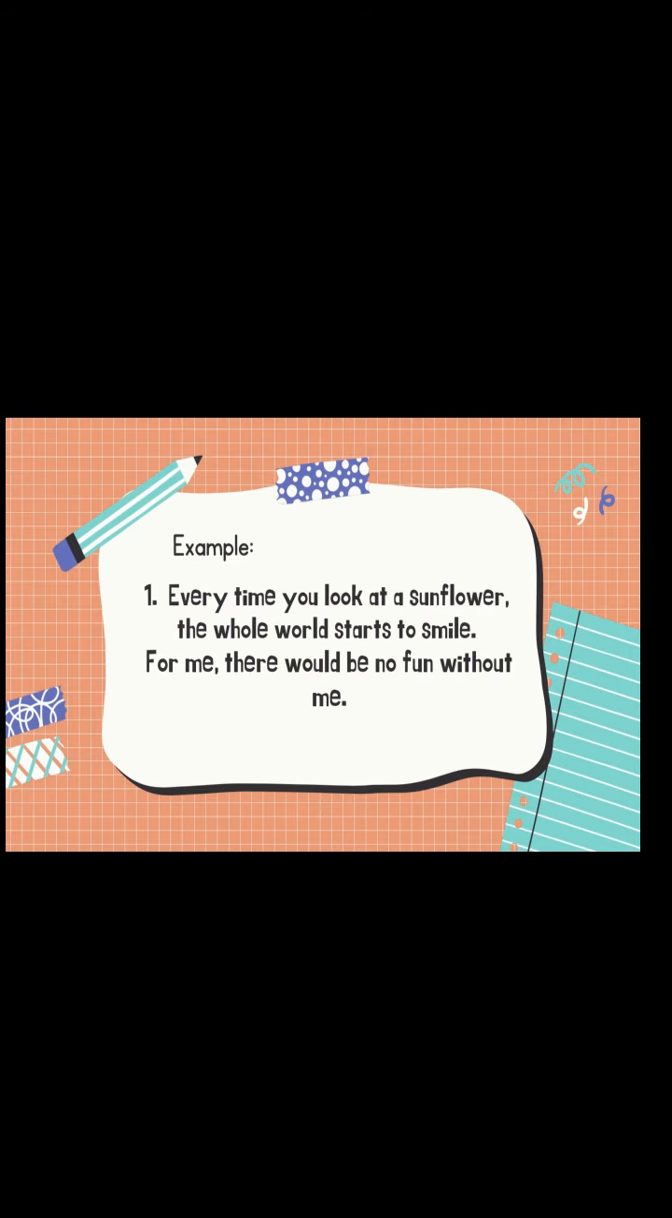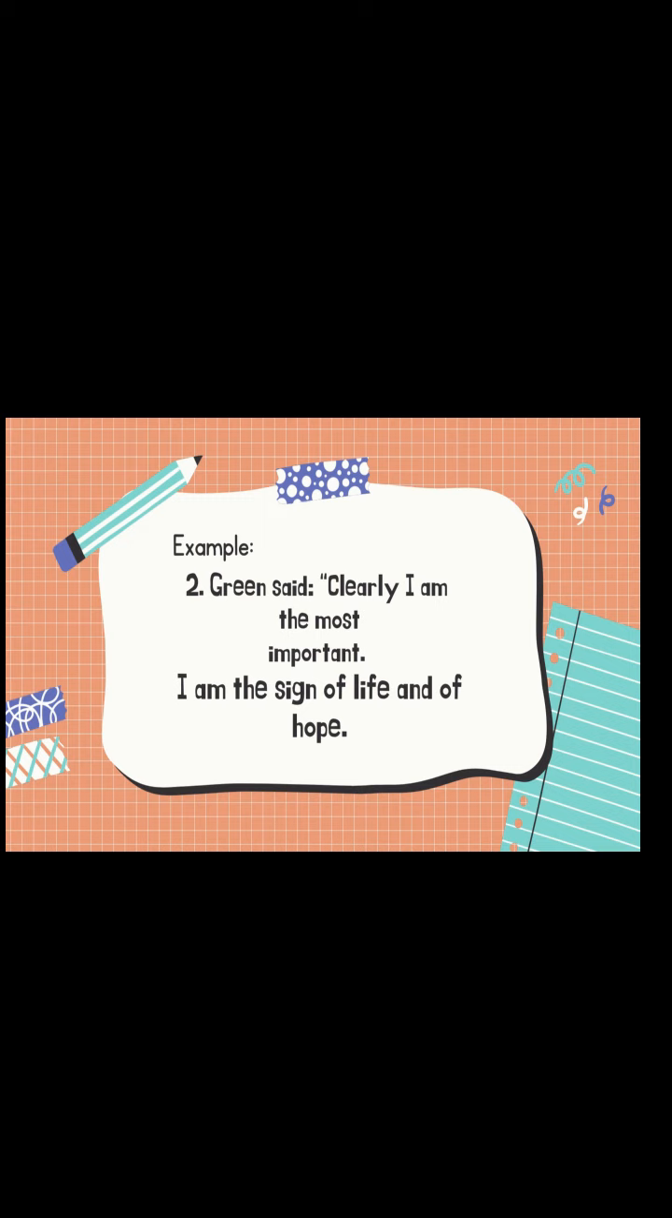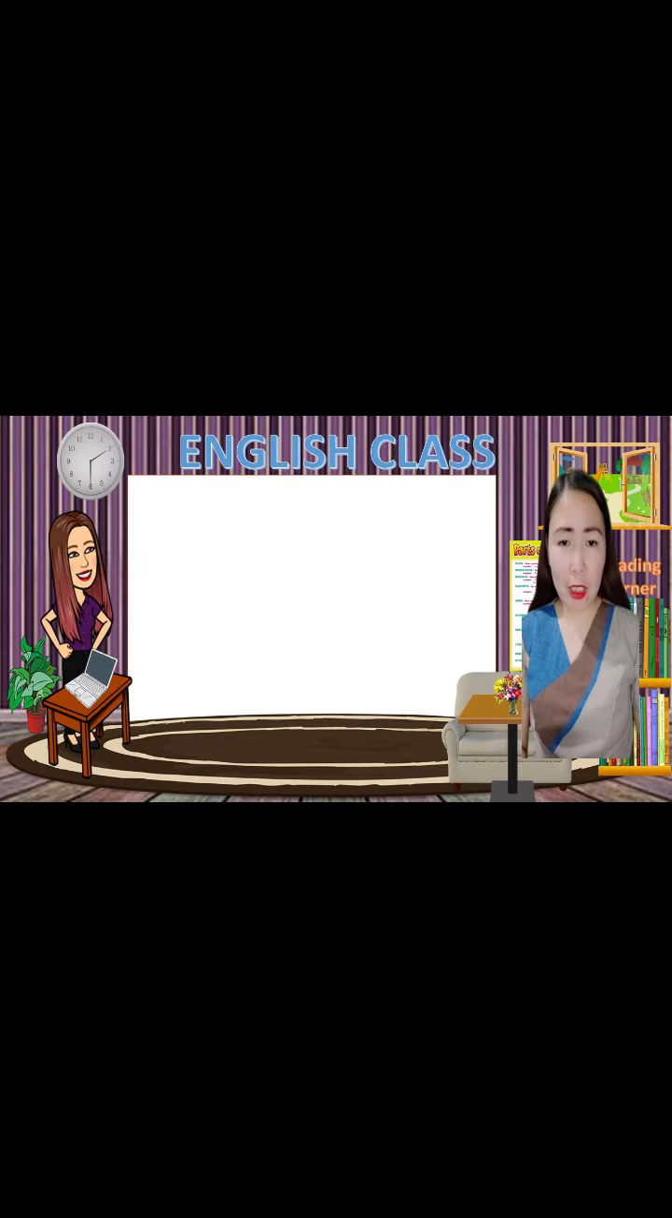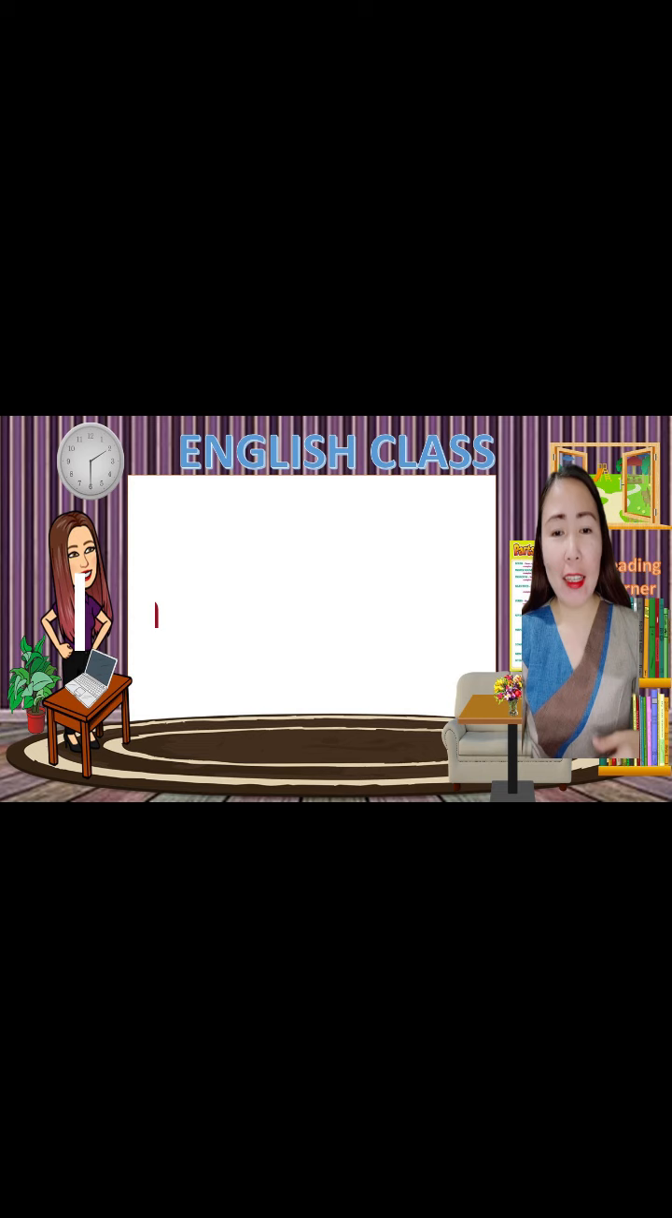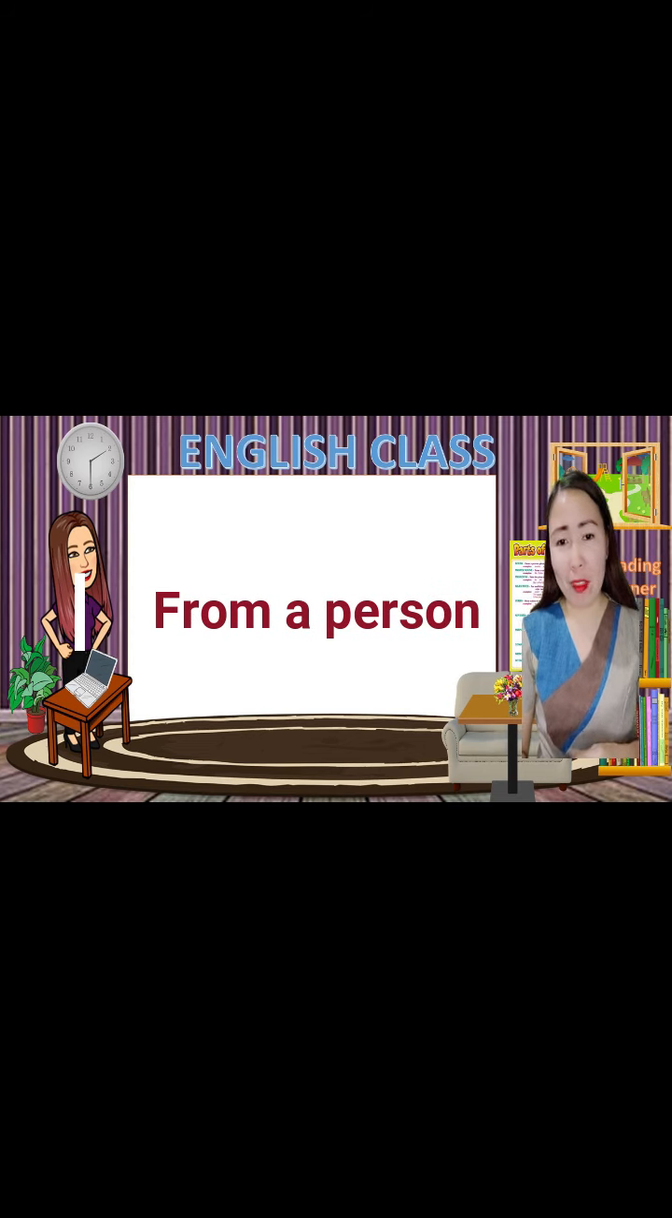Here are the examples of non-fact. Example number 1. Every time you look at a sunflower, the whole world starts to smile. For me, there will be no fun without. Example number 2. Green said, clearly, I am the most important. I am the sign of life and of hope. And of course, for example number 2, this statement is also non-fact because of the word I am. And again, it came from a person. It stated only from a person, so it became someone's opinion.